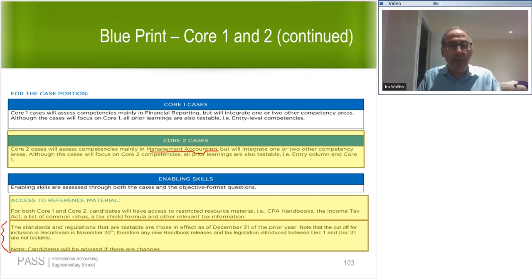30th of 2016. Again, this is not tremendously relevant for Core 2 because there's very little financial accounting, if any, on Core 2. It's only 0 to 10%. But if financial accounting were to come up, they could not, for example, test you on standards that were released in 2017. The cutoff would be the end of 2016.